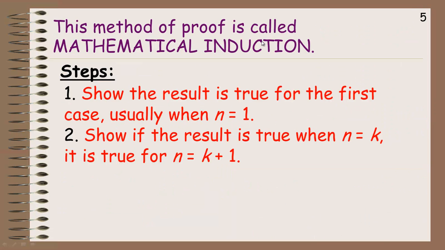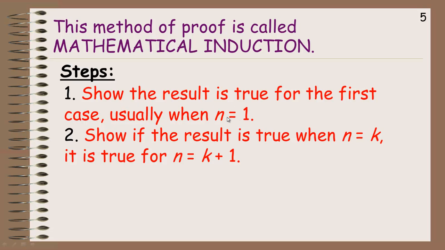Now, this method of proof is called mathematical induction. And there are 2 basic steps here. The first step is to show that the formula works, or the result is true, for the very first case. Usually when n equals 1, but there are sometimes when the formula might start at a number different than 1, maybe 2 or 3 or 5 or something like that.